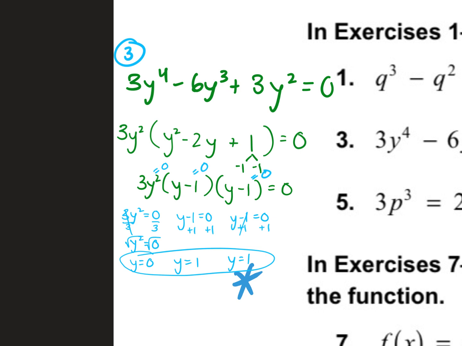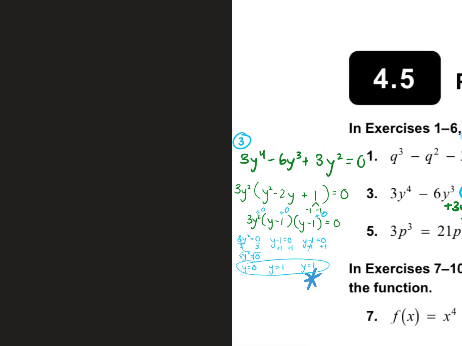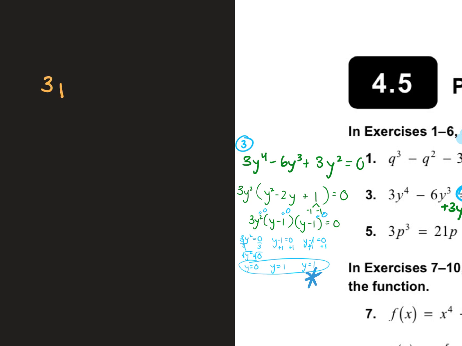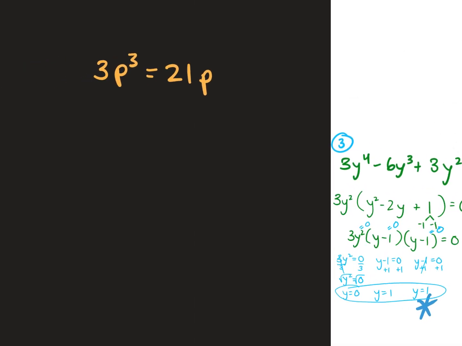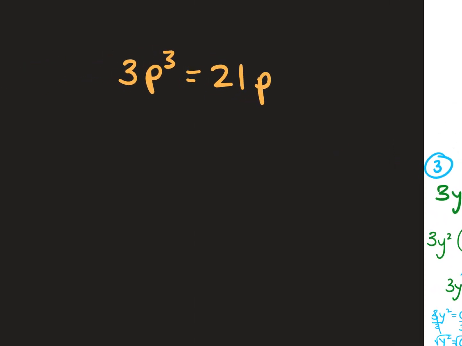All right, let's do 5. So 3p cubed is equal to 21p. Perfect. We need it to be equal to 0 before we start solving. So let's move 21p to the other side. So I'm going to subtract 21p. So 3p cubed minus 21p is equal to 0.